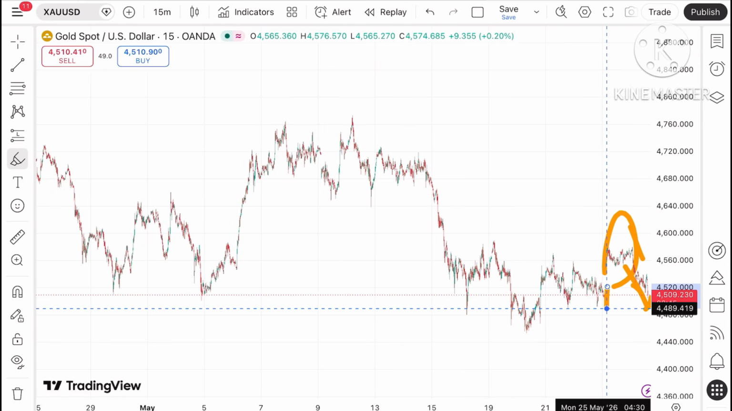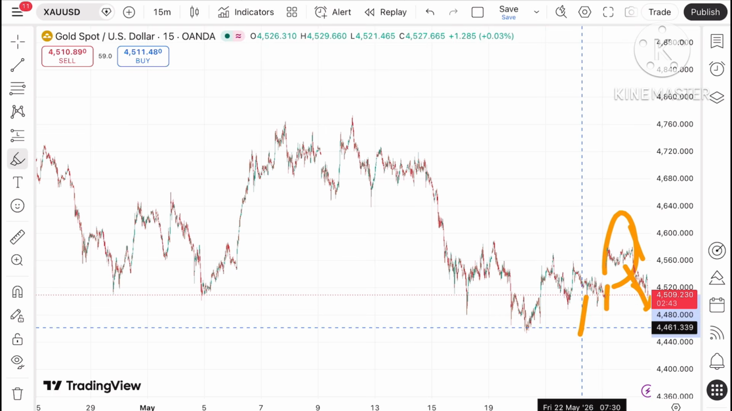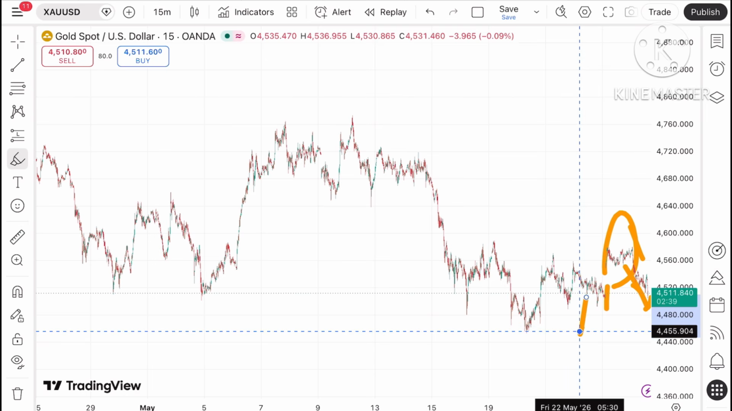And if it keeps moving below that level, we can see a level of 44.89, and from there a further fall can be seen towards 44.67, then to a level of 44.50. And once the price falls below this level, a further downfall can be seen.